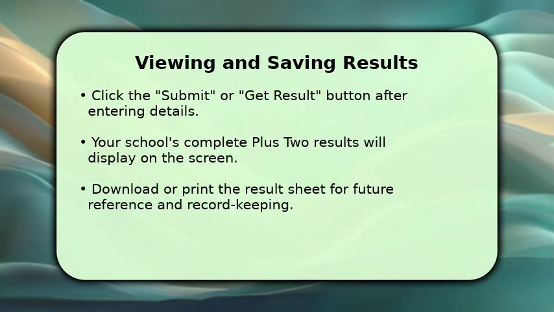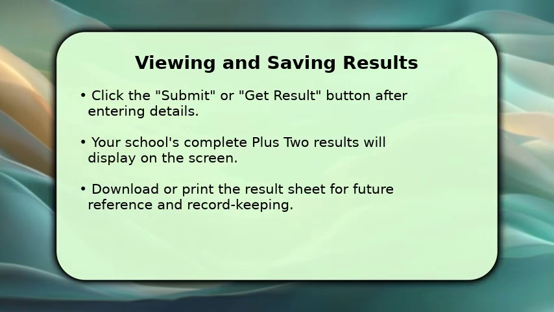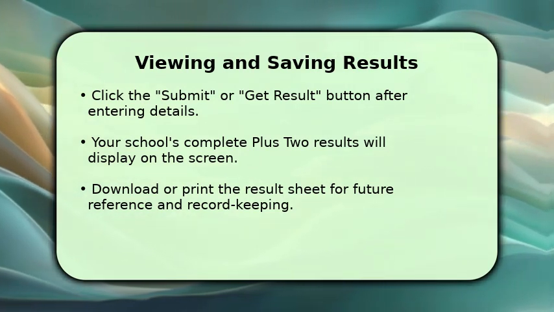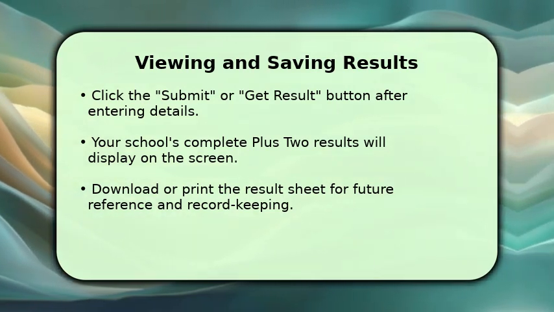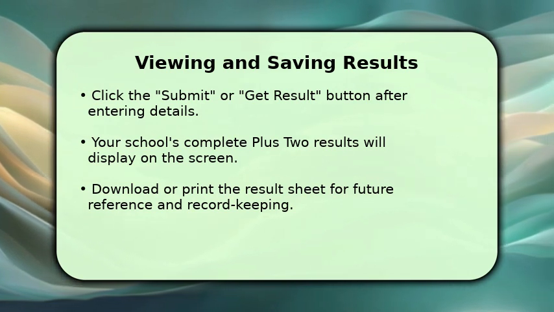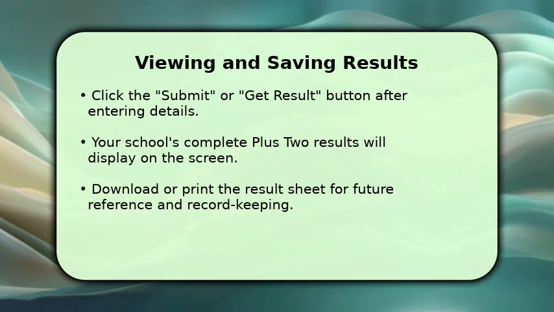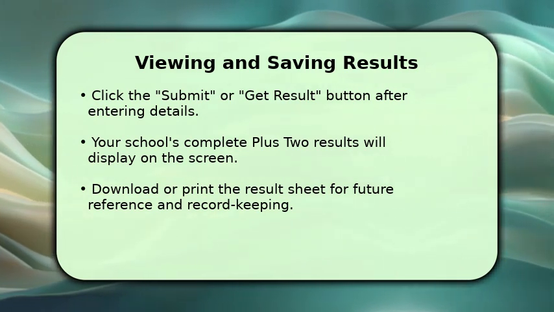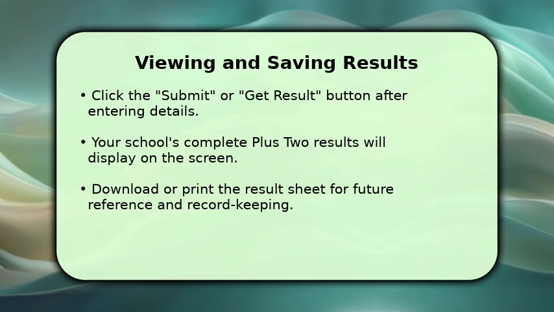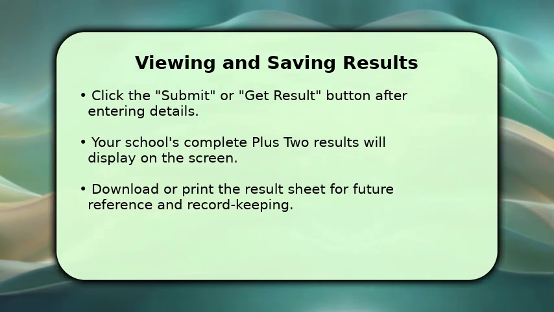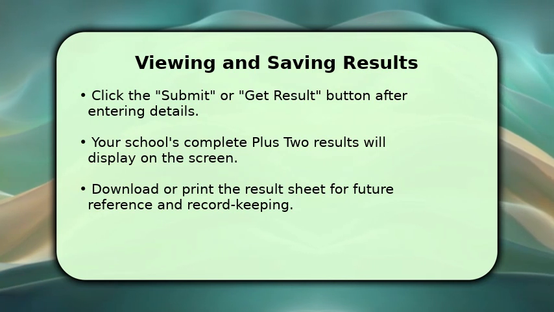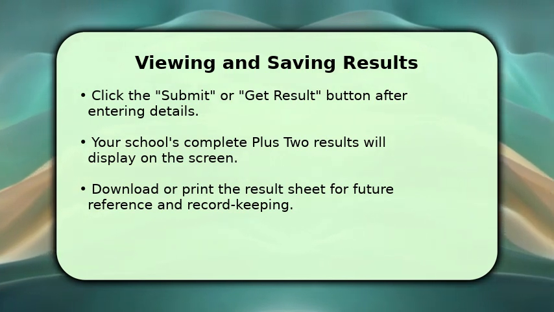Once your school code is correctly entered, click the Submit or Get Result button. The complete +2 results for your school will then appear on your screen. You can view individual student scores and overall performance. We highly recommend downloading or printing this result sheet. It serves as an important official record and can be useful for future academic or administrative purposes.